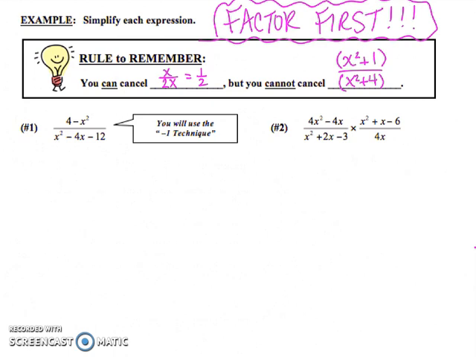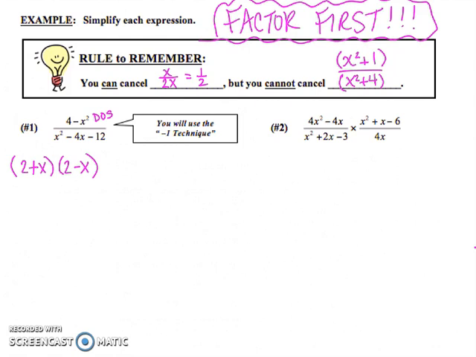All right, so let's take a look at example number 1. We've got 4 minus x squared on the top. Hopefully you recognize that 4 is a perfect square and x squared is a perfect square, and you've got a minus sign between. So this is a DOS. It is kind of backwards. Don't let that bother you. That's going to factor into 2 plus x and 2 minus x.